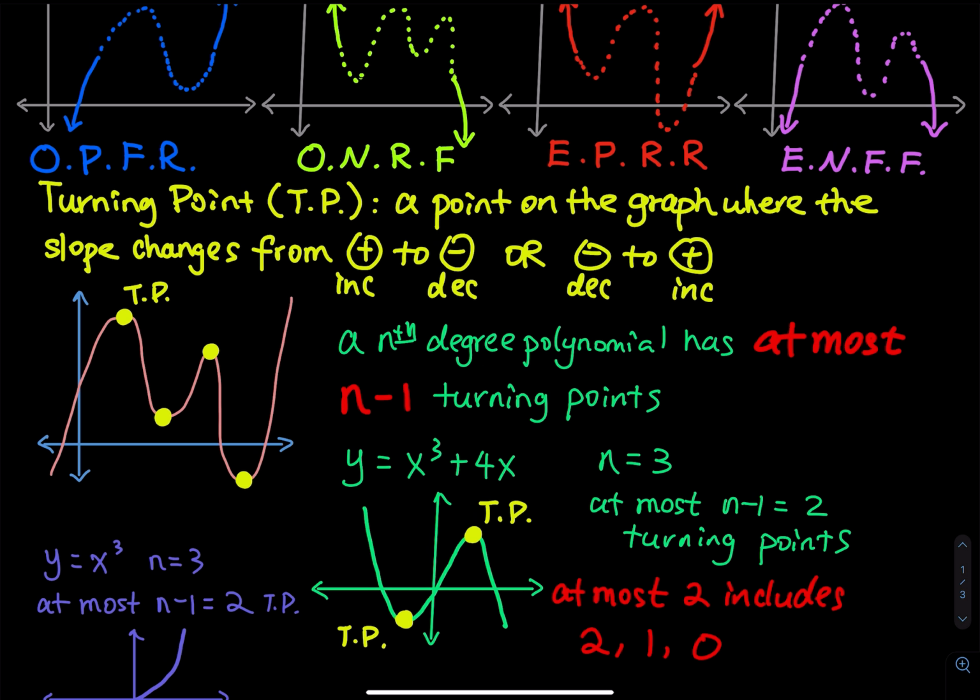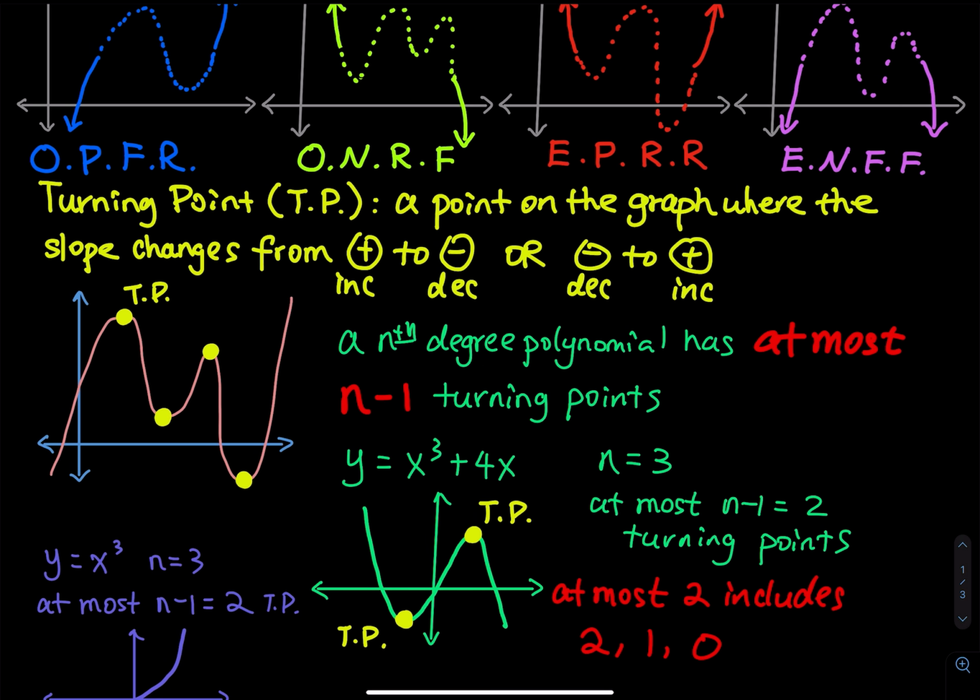All we are looking at is the biggest degree, the largest exponent, which is 3. So this is a third degree polynomial. n is equal to 3. 3 is the highest degree. So this polynomial has at most n minus 1, which is equal to 2 turning points.